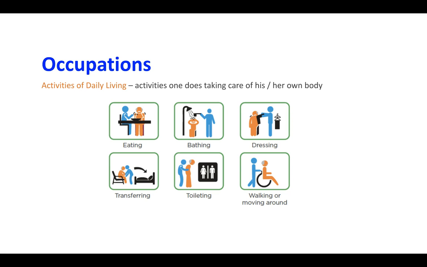Okay, so think about what occupations, activities of daily living skills, that you do throughout the day. You're eating breakfast, you're taking a shower, you're putting your clothes away, you're getting yourself dressed. These are all things that you do to take care of your own body. That's what constitutes activities of daily living.